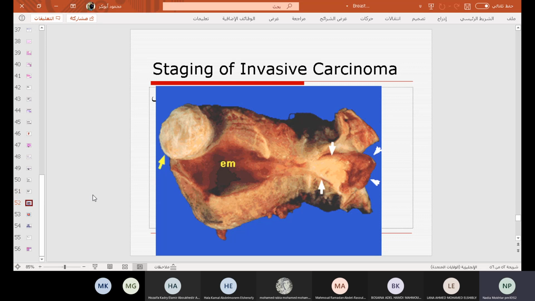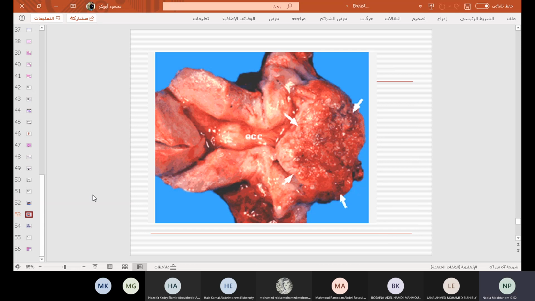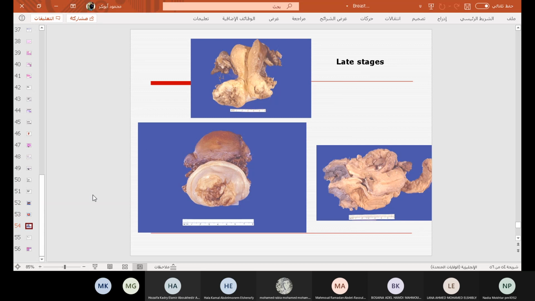Some photos now. This is an example of invasive carcinoma. Here it's confined to the cervical tissue, and here it is accompanied by a leiomyoma as well. Next. Here is a locally advanced cervical carcinoma. Again, a cauliflower fungating mass reaching the vagina. Next. And here are the very late stages in which it invaded the bladder anteriorly and the rectum posteriorly. That's it.